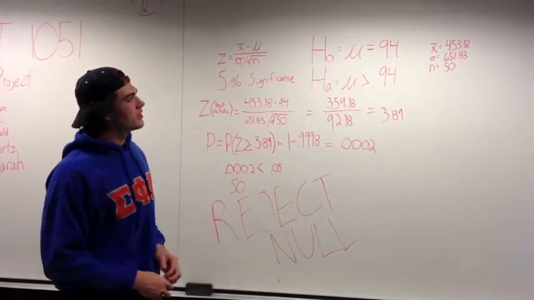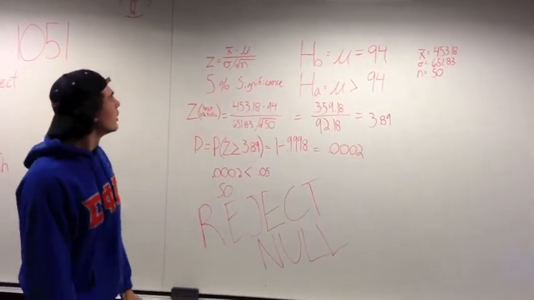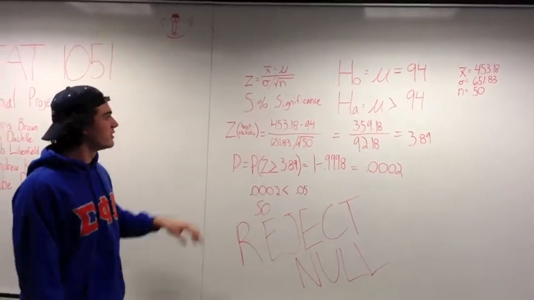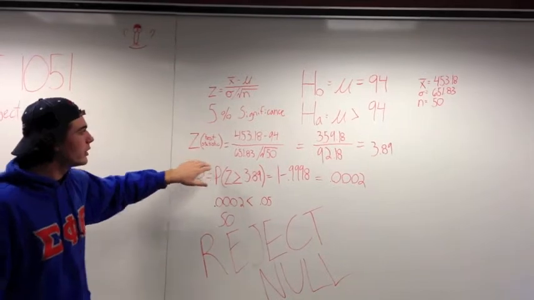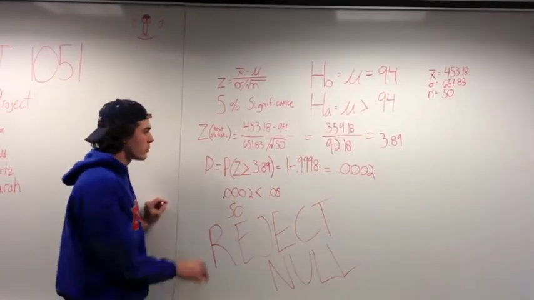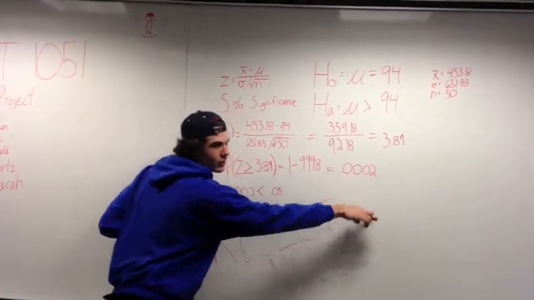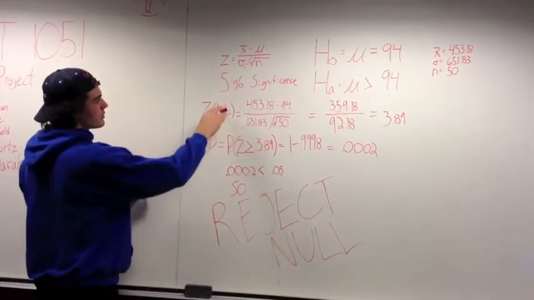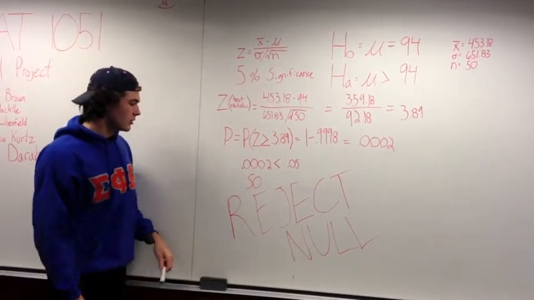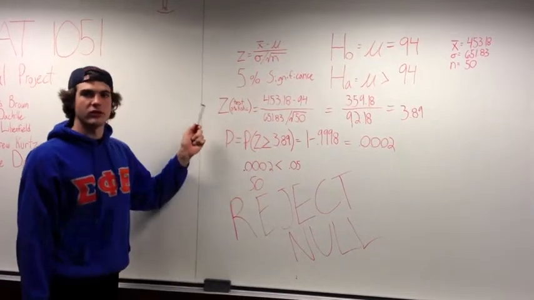We did a hypothesis test using mu as 94 miles as stated by the College Insider, and we wanted to find out at the 5% significance level. So we used the Z test statistic formula and found that the Z score is 3.89. From here we found the probability is 0.0002, and since we did it at the 5% significance level, 0.0002 is less than 0.05. So we ended up rejecting our null hypothesis and accepted our alternative hypothesis.